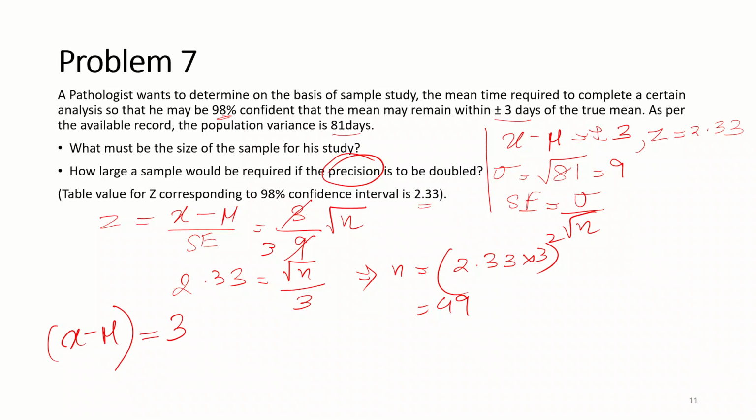Your true spread is plus minus 3 days, but then you have to make it more precise. How to make it more precise? We will decrease the spread more. So we will divide it by 2, and it will come as 1.5. Then upon putting 1.5, we have to do this whole calculation again.